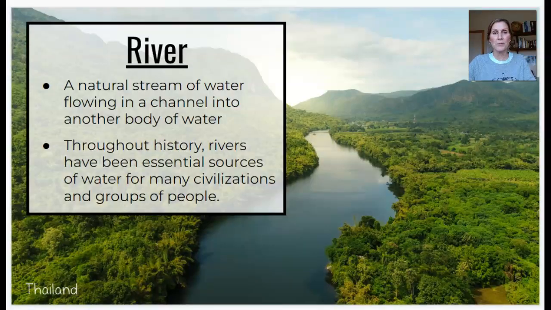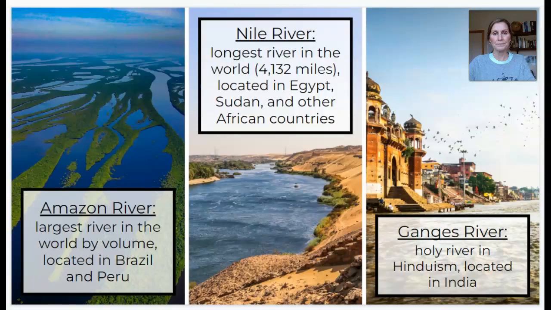A river is a natural stream of water flowing in a channel into another body of water. Throughout history, rivers have been essential sources of water for many civilizations and groups of people. And here we have a few of our most important rivers, at least that we study in this course. So we have the Nile River, which is the longest in the world, 4,132 miles, and is located in Egypt, Sudan, and other African countries. And then the Ganges River, which is a holy river in Hinduism, and it is located in India. And then over here on the left, we also have the Amazon River, which is the largest river in the world by volume, which is located in Brazil and Peru.